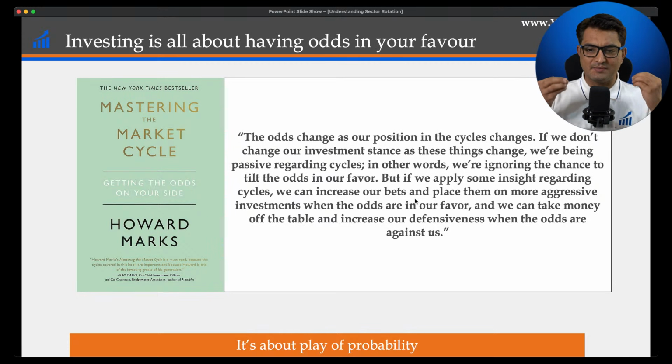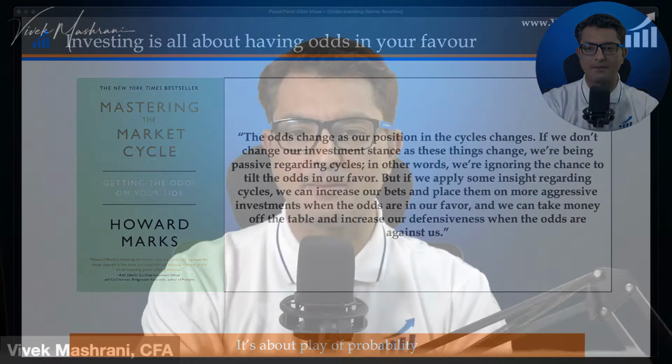But if we apply some insights regarding the cycles, we can increase our bets. Like you can increase your allocation, you can actually bet more when the risk reward is in your favor, and when you understand that the cycle which you are playing is in your favor, place more aggressive investments when the odds are in your favor, and you can make maximum return. And we can take money off the table and increase our defensiveness when the odds are against us. That is what happens, right? If there is a bear market, you will not play cyclical or metal companies and all those things. You will try to protect your capital and you will move towards the cycle or the sector where the odds are much more in your favor.